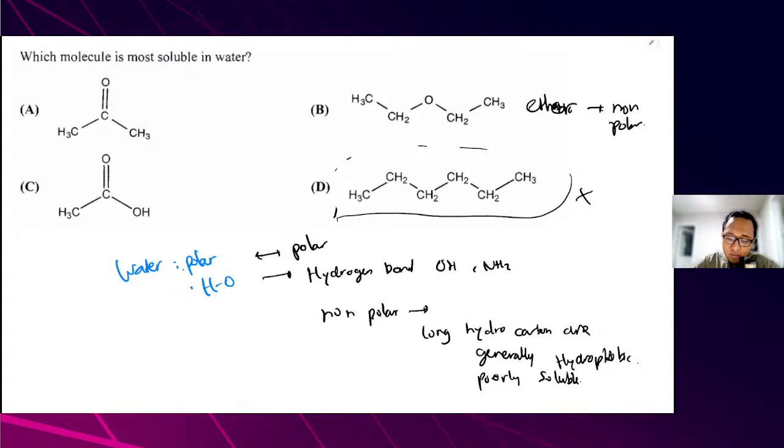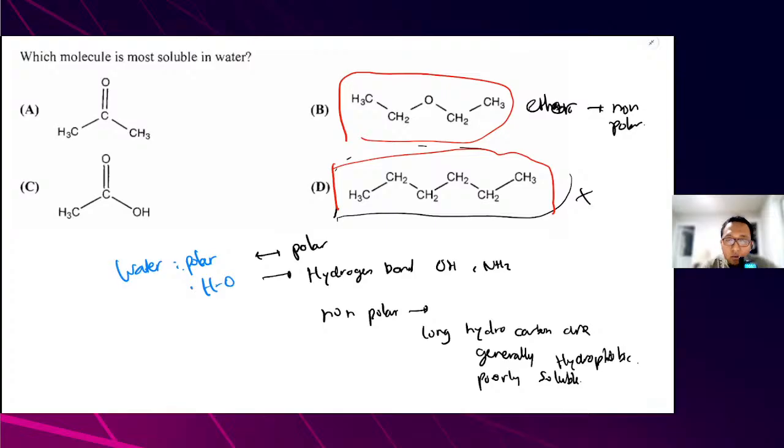So now let's move on to options A and C. Because options B and D have longer chains, we can eliminate those. Just remember, when a molecule has long hydrocarbon chains, it's more likely to be poorly soluble in water. Now, which one of A and C is the most soluble?